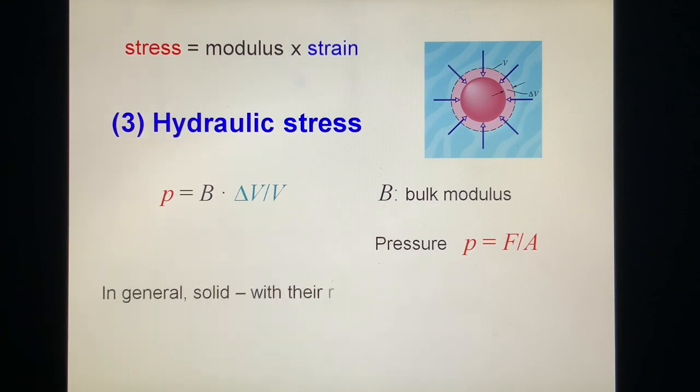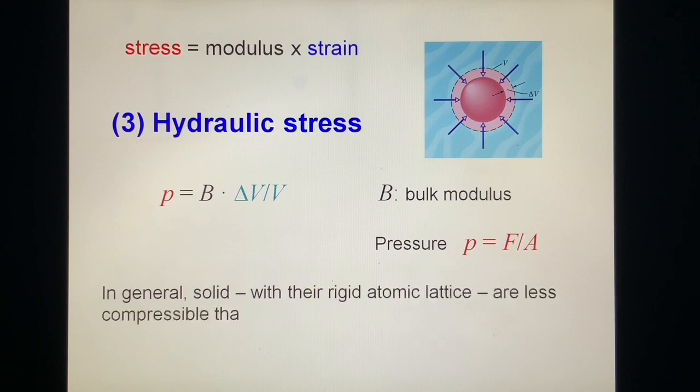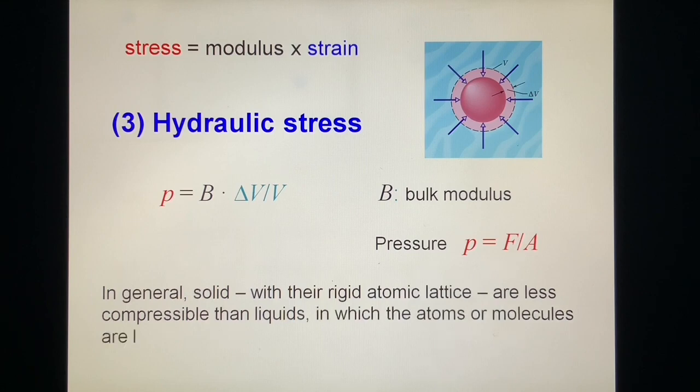In general, solids, with their rigid atomic lattices, are less compressible than liquids, in which the atoms or molecules are less tightly coupled to their neighbors.